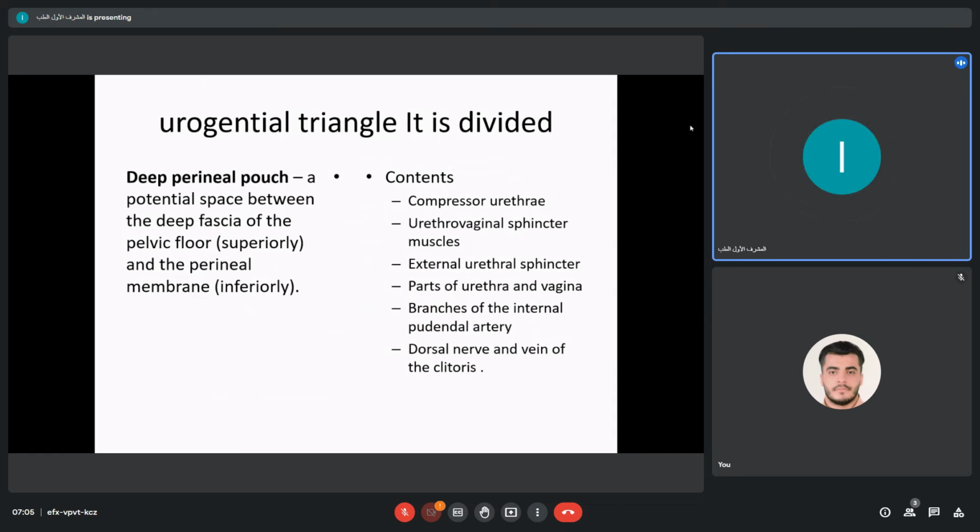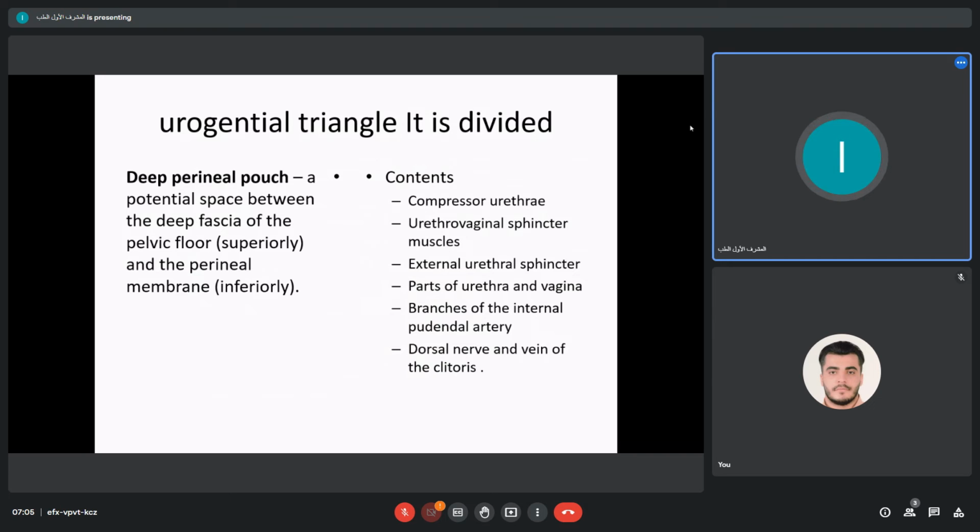The second part of the urogenital triangle is the deep perineal pouch. The deep perineal pouch is a potential space between the deep fascia of the pelvic floor superiorly and the perineal membrane inferiorly. And the contents of the deep perineal pouch.